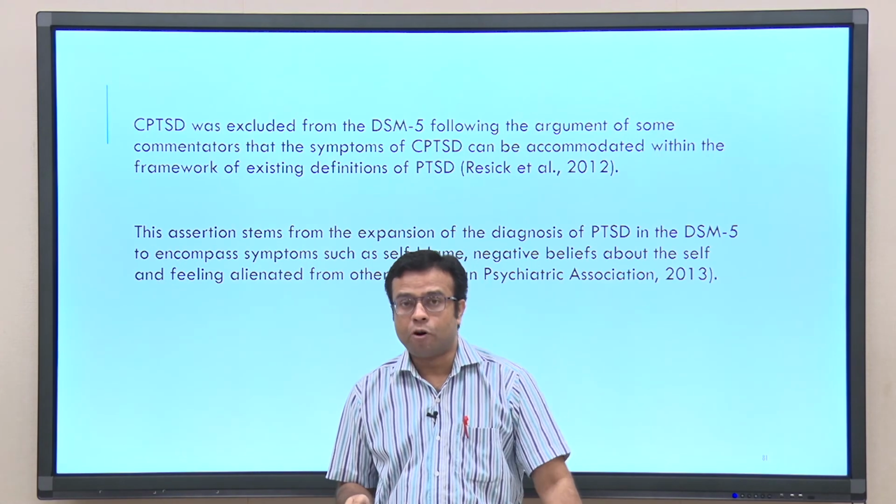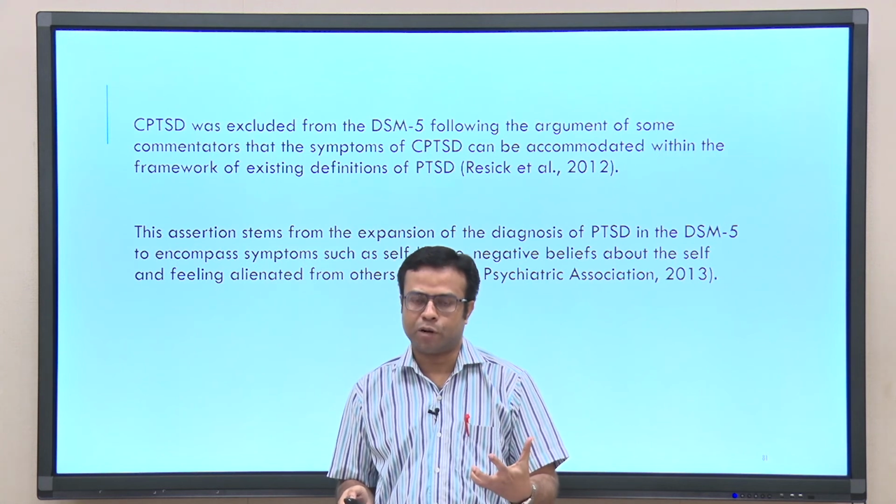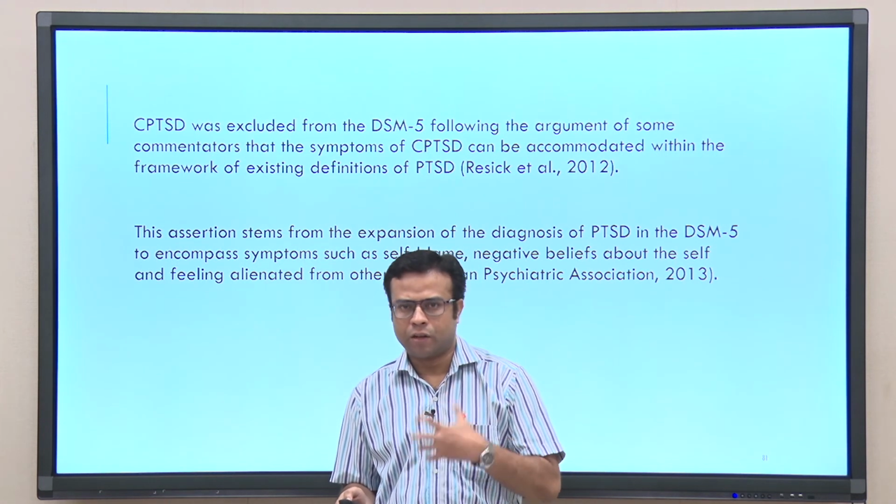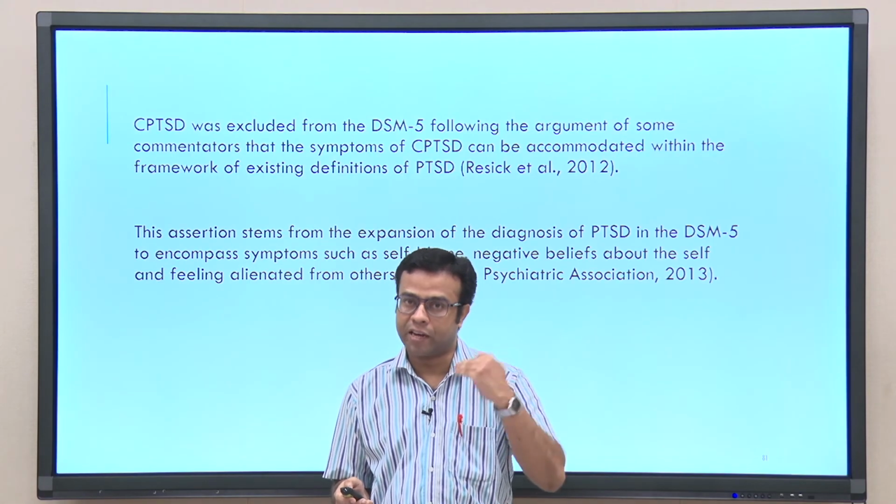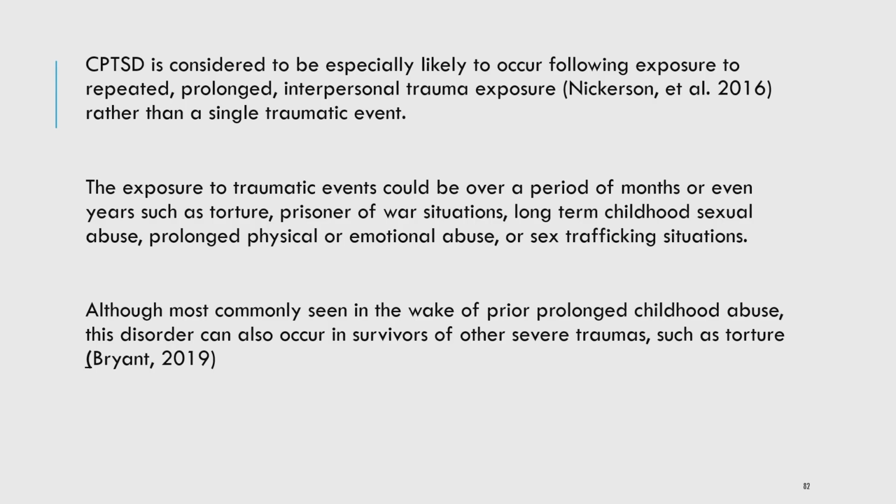Still, obviously many people feel complex PTSD as a separate category is much more helpful in understanding the complex traumatic events that some people experience. Complex PTSD is considered especially likely to occur following exposure to repeated, prolonged and interpersonal traumatic events. It does not happen primarily after one single traumatic event. PTSD can happen after a single traumatic event, but complex PTSD happens mostly when traumatic events are multiple, repeated and prolonged. In those cases, people experience complex PTSD.